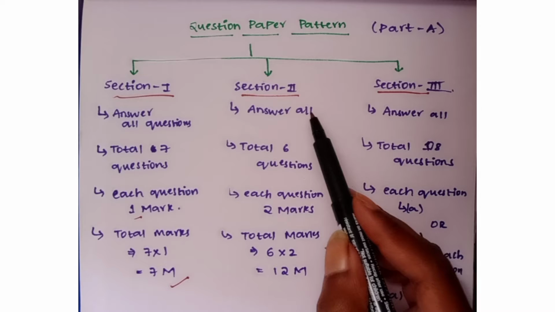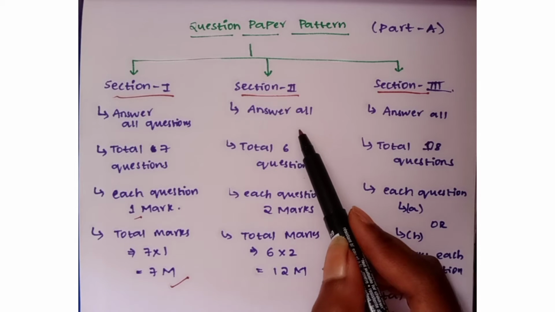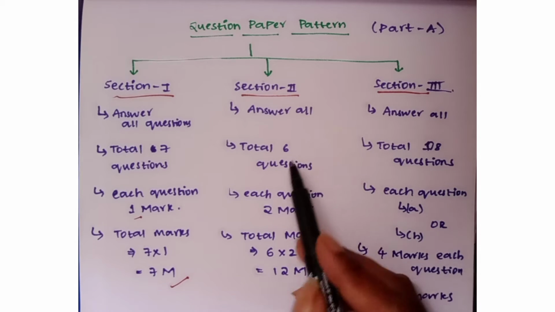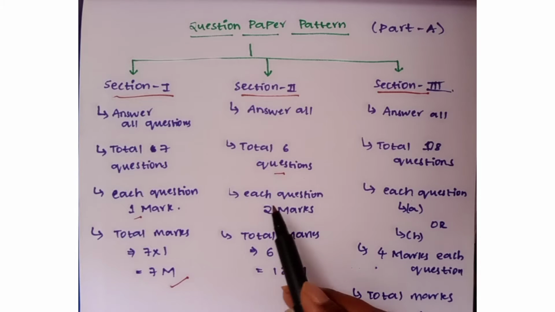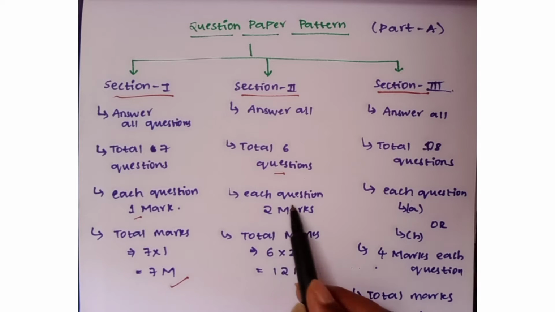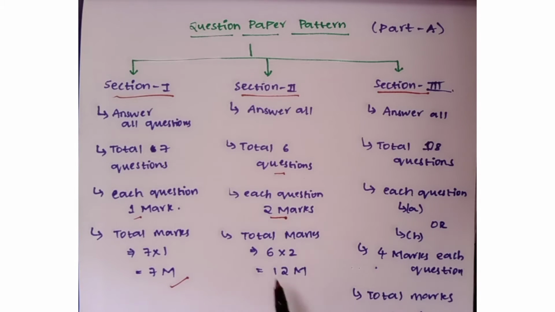Now for section 2 you need to answer all the questions. Section 2 consists of 6 questions and each question in section 2 is of 2 marks. So the total marks for section 2 is 6 into 2, that is nothing but 12 marks.